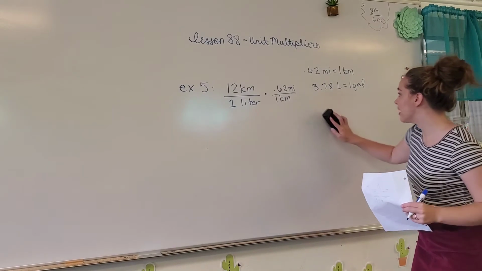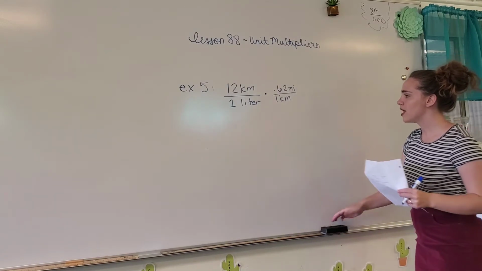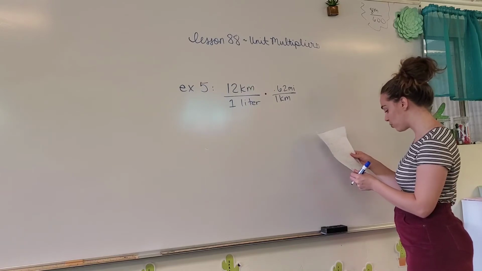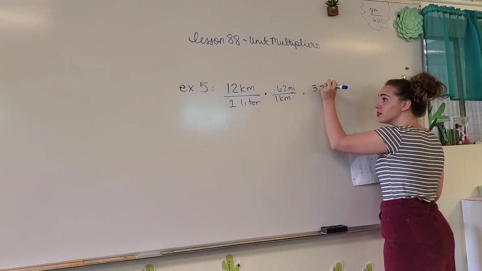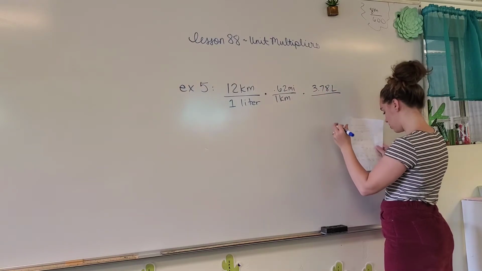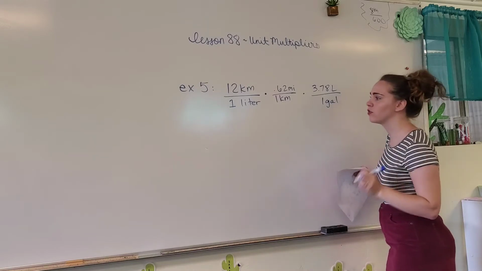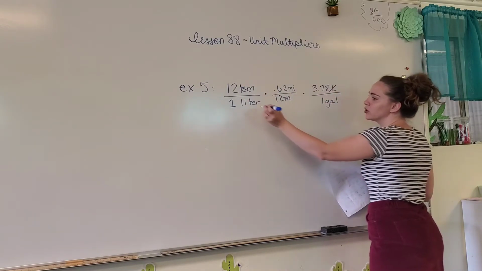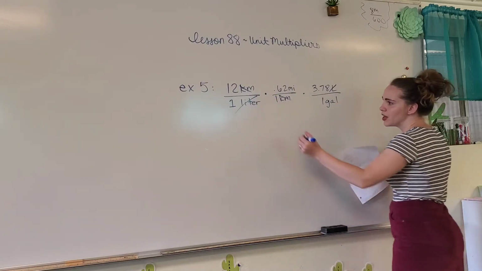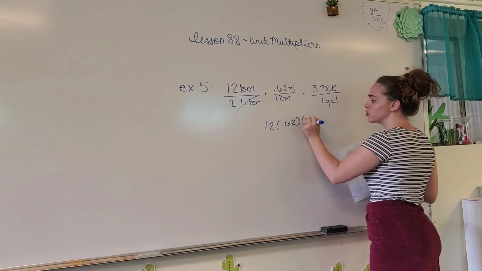And I'm going to erase this now because I did it a little too close. And then I think it was 3.78 liters. Liters needs to go on top in 1 gallon. 1 gallon. That was really ugly. Please forgive. Okay, so the kilometers cancels, bye. The liters cancels, bye. And then all we're really left with is 12 times 0.62 times 3.78.